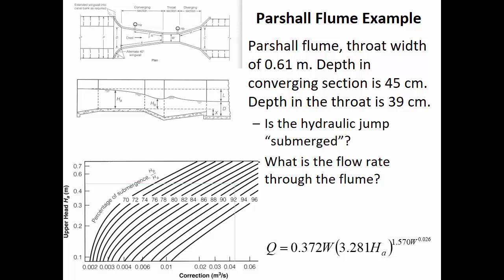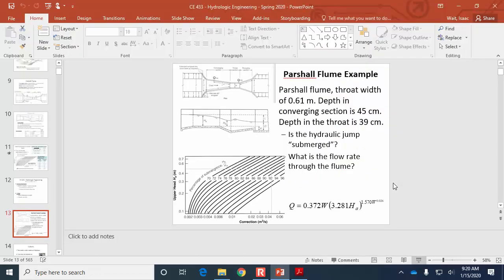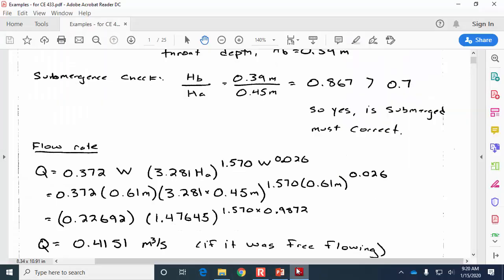Now, the correction amount that I took from that figure was 0.044 cubic meters per second. So 1.8 times that is going to be how much we have to subtract from the free flow capacity that we had determined in order to find the actual flow rate. So you take the free flow and you subtract 1.8 times what you look up off of the correction figure. And that's where this comes from.